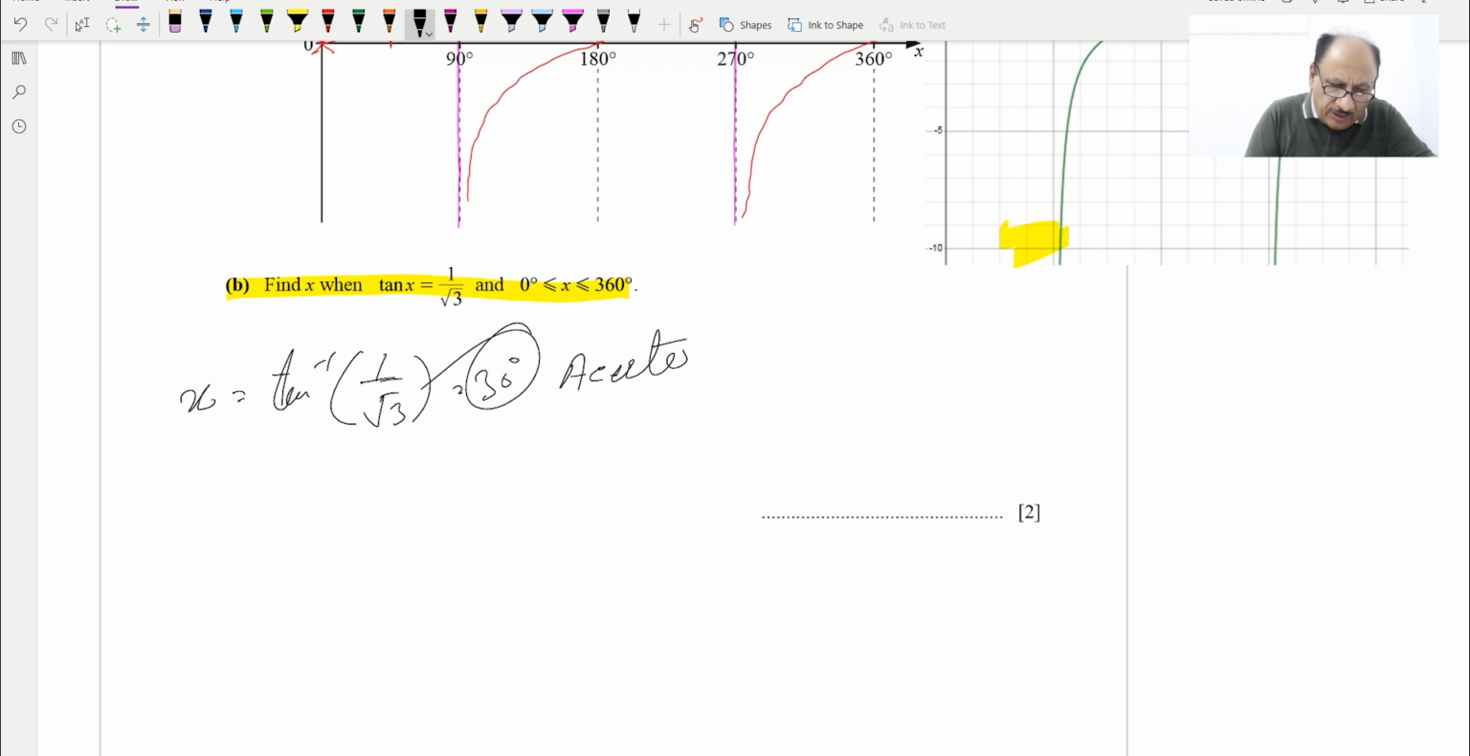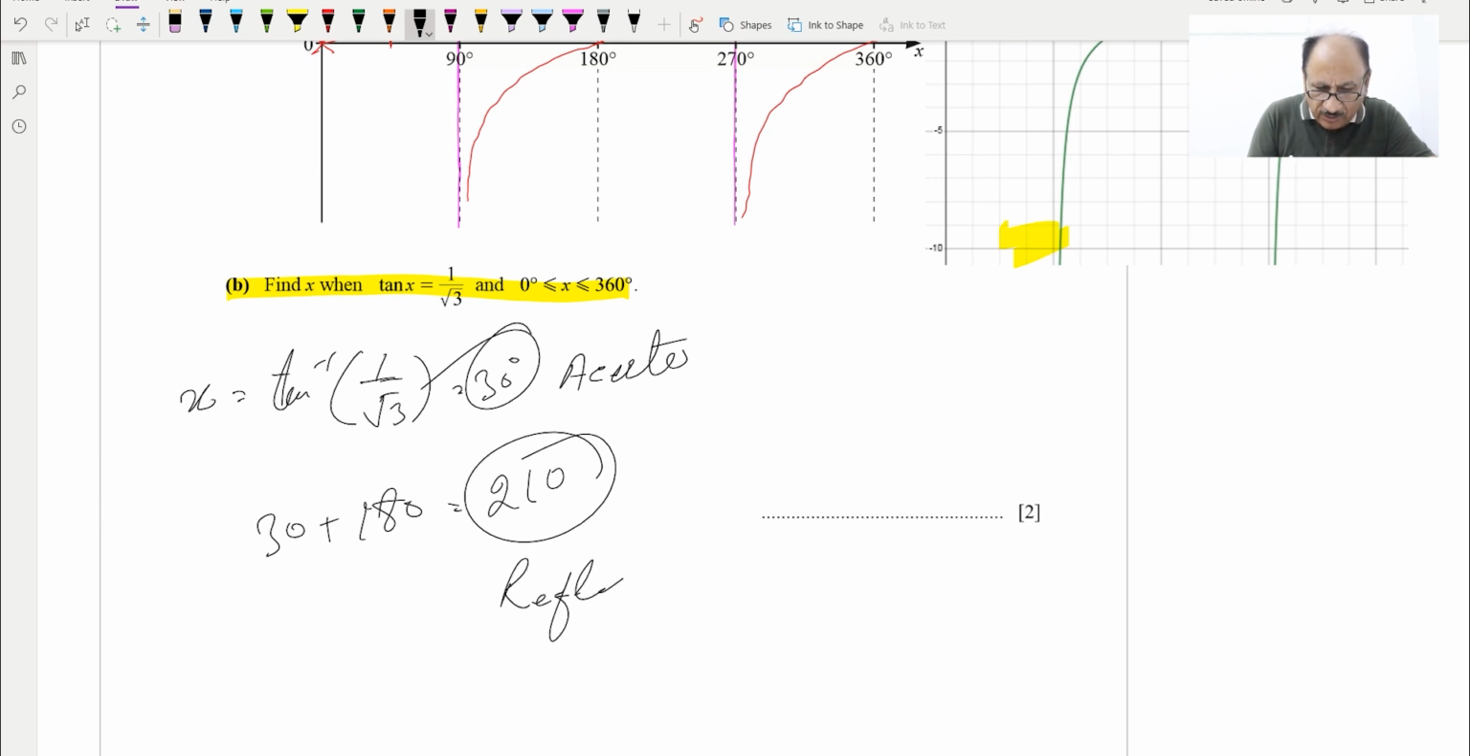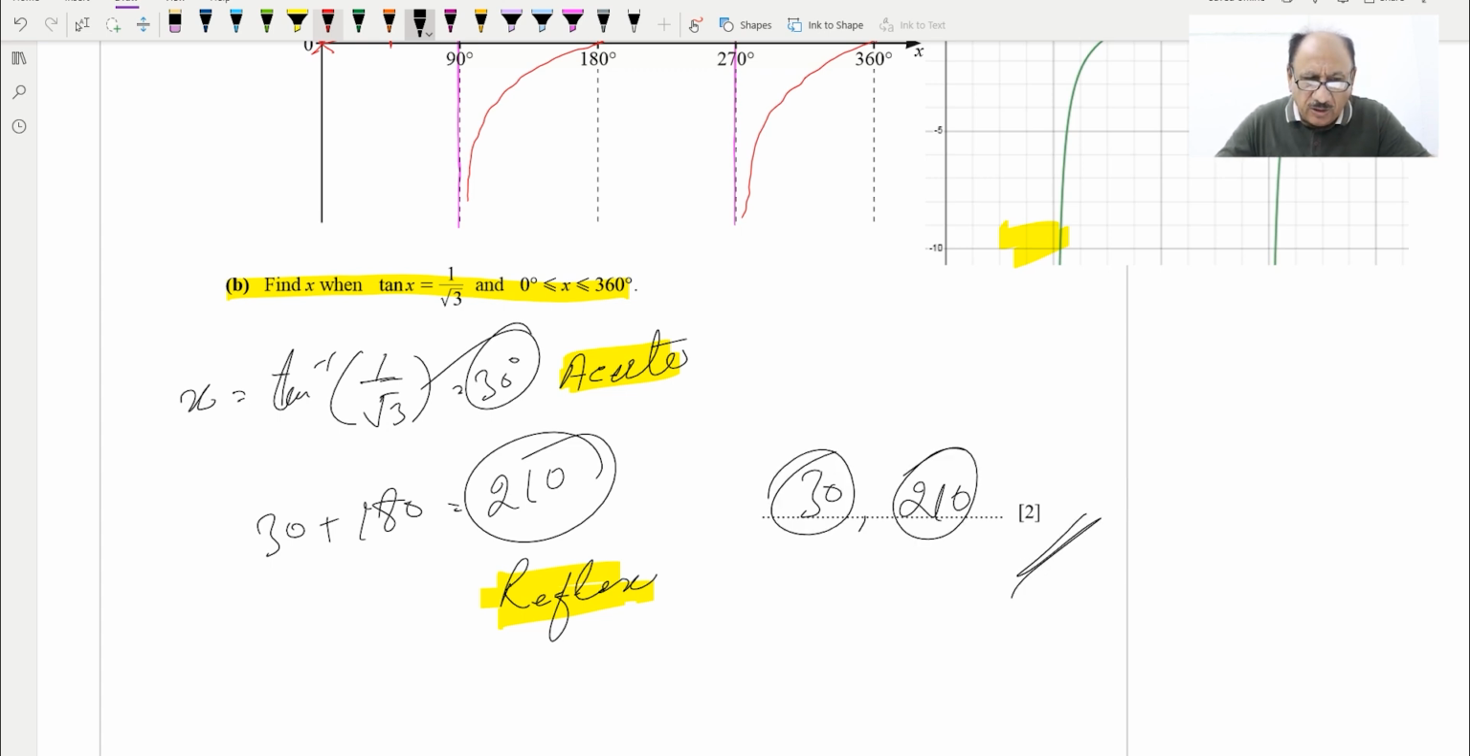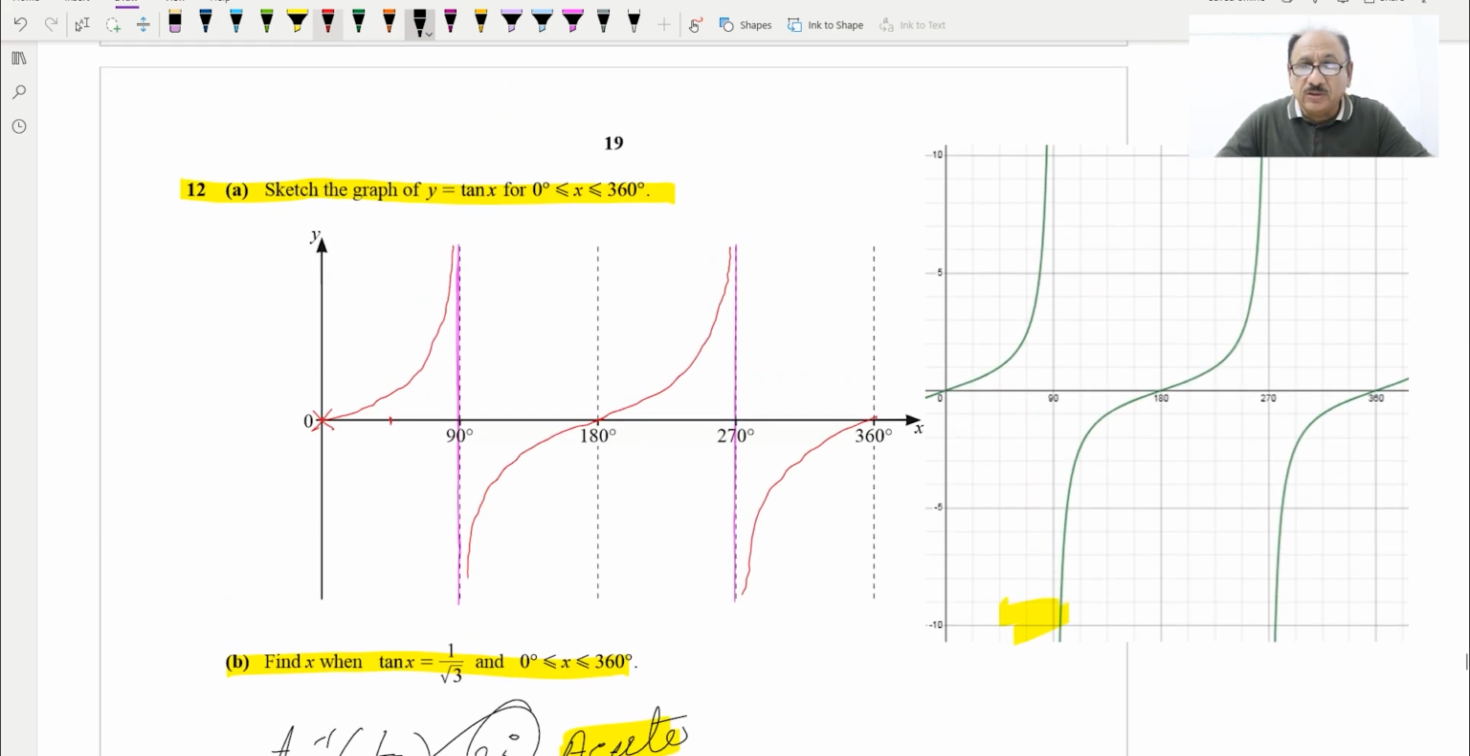Now the next value after 30 will be 30 plus 180, which is equal to 210. So this will be the reflex value. We will be checking both values. The acute value, or the principal value, is provided by the calculator, but the other value, the reflex value, we have to calculate. And in case of tan, we add 180 and get the next value. So these are the two values, 30 and 210. These are the answers for this part. Hopefully you understand this. We are done with the question.